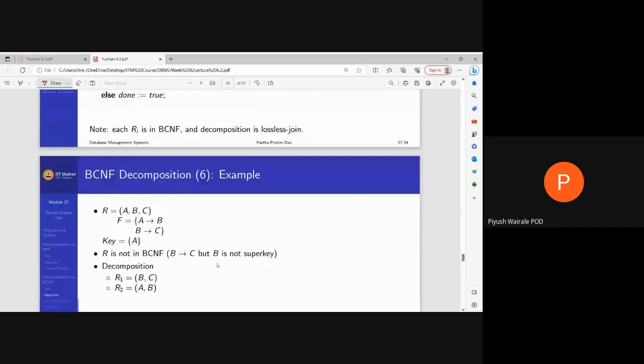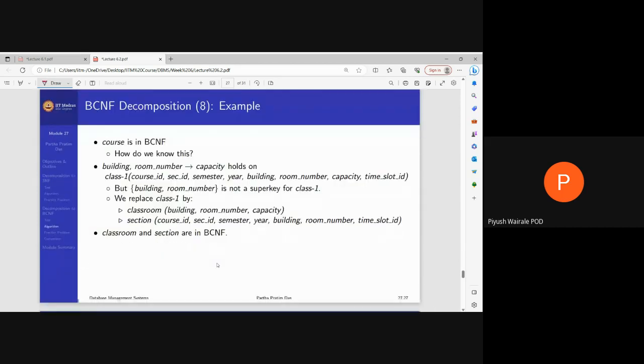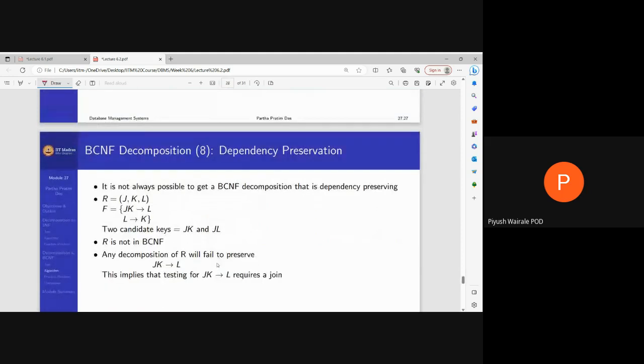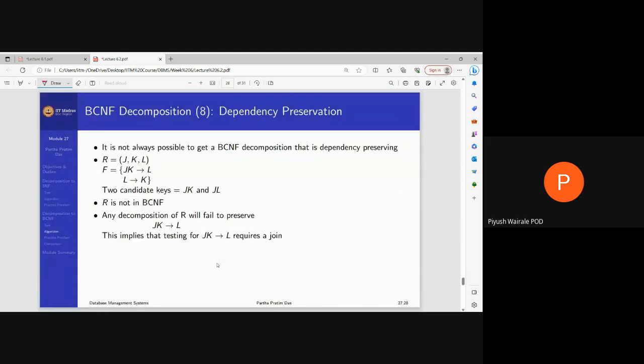Another algorithm you can find out. Yeah, okay, so BCNF decomposition and dependency preservation. Here you can see it is not always possible to get a BCNF decomposition that is dependency preserving. That's what I'm saying. We may or may not get dependencies preserved, right? See, for example, we have relation R, JK determines L, L determines K, two candidate keys JK and JL. R is not in BCNF. Any decomposition of R will fail to preserve this. This implies that testing of JK determines L requires a join, right? It's not always possible to get a BCNF decomposition, but for 3NF, yeah, it should be there. Dependency must be preserved.